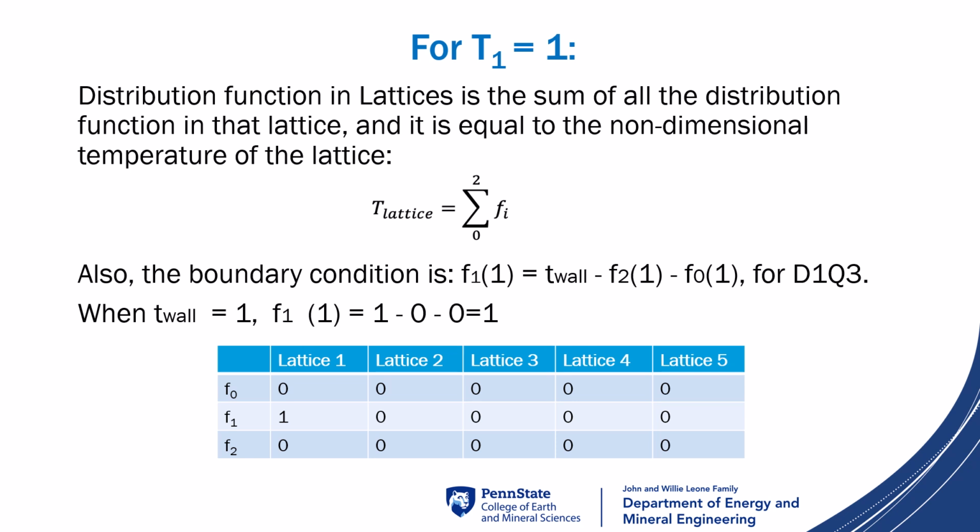Each iteration we enforce F1 of 1 equals the temperature of the wall minus F0 of 1 minus F-1 of 1, which ensures that the inlet remains at temperature equal to 1. Think of this as an ideal thermostat that instantly corrects any drift.